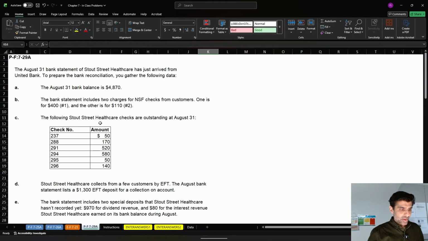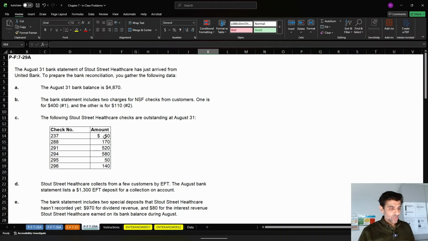Okay, next one, checks outstanding. Okay, so again, these are checks that I've written. I debited cash in my accounting system, gave them to the person that I owed money to, but those people have not yet deposited the money. So it hasn't yet flowed through to my bank statement. So this is going to be a bank side adjustment and it's going to be a subtraction because right now my bank balance is overstated, because when those checks get deposited, it's going to get lowered.